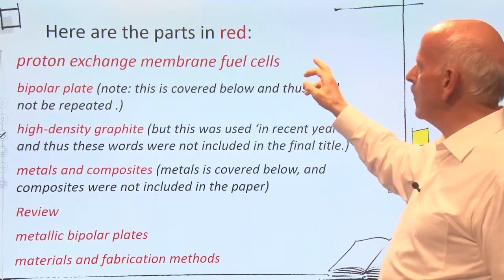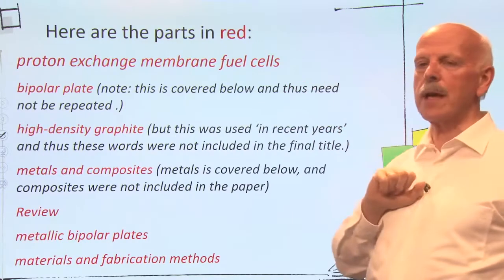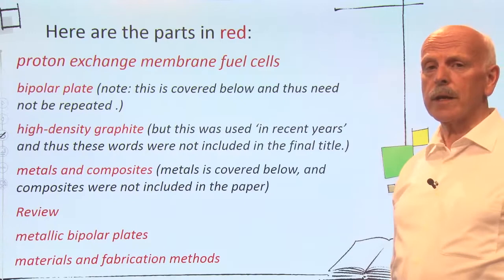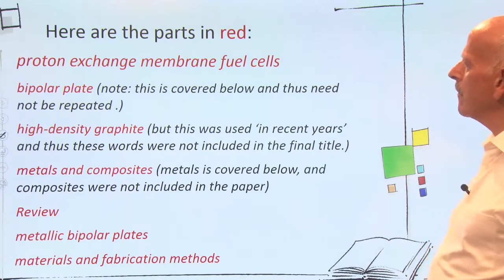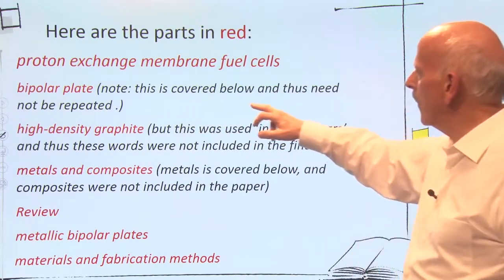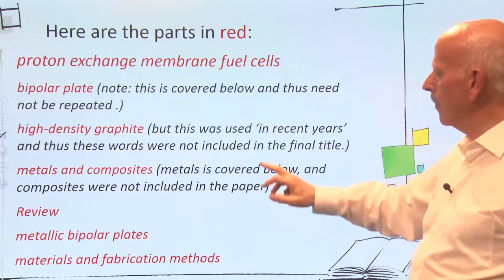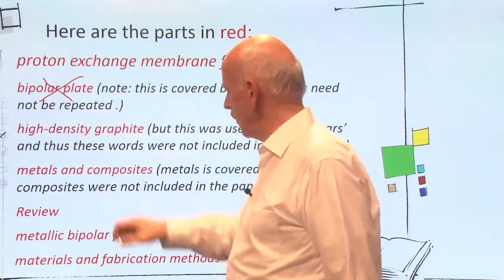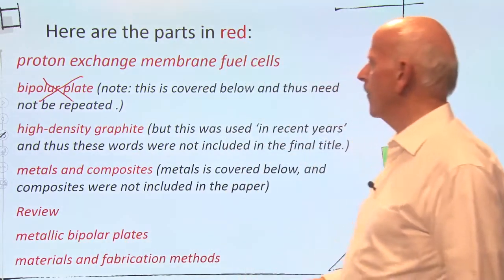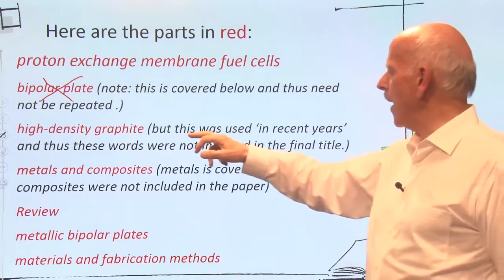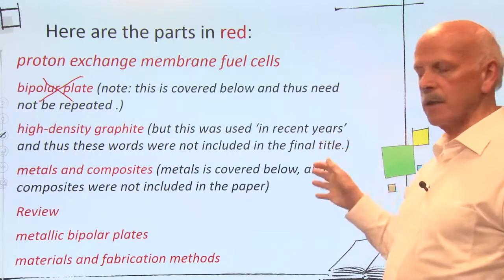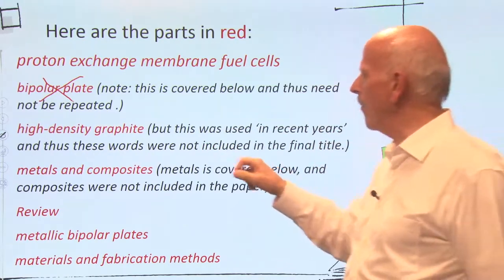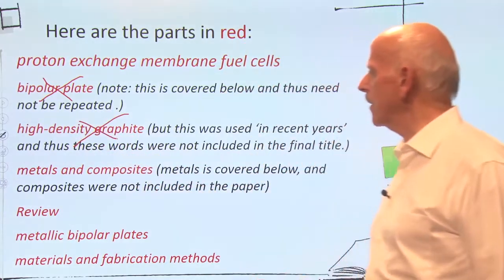Proton exchange membrane fuel cells. We have to keep that in somewhere because that's the overall topic of this paper. Bipolar plate. We note the bipolar plate comes up again down here, so we won't include bipolar plate because it's down here. High density graphite. This was used in recent years, in other words, in the past. So this is about something that's gone by, so we won't include that.